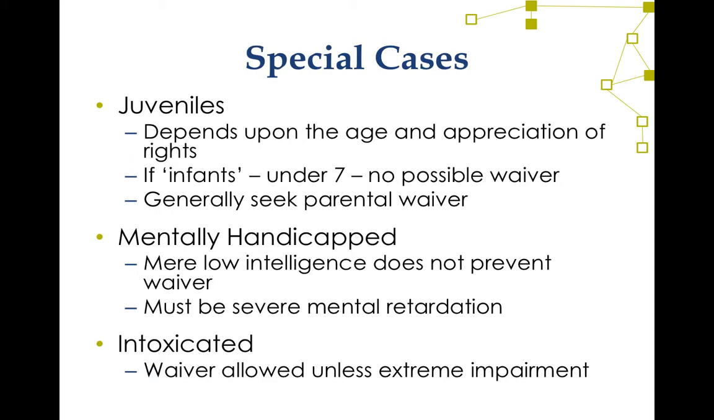Now, there are some special cases here. In regards to juveniles, this depends upon the age and appreciation of their right. We consider anyone under 7 to be a quote-unquote infant, where there's no possible waiver, and generally you want to seek parental waiver. As far as the mentally handicapped go, mere low intelligence is not enough. It has to be severe mental retardation, and that's varied from place to place. When you're intoxicated, the waiver is allowed unless you're extremely impaired.